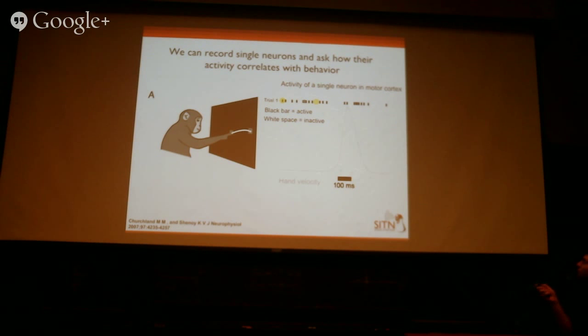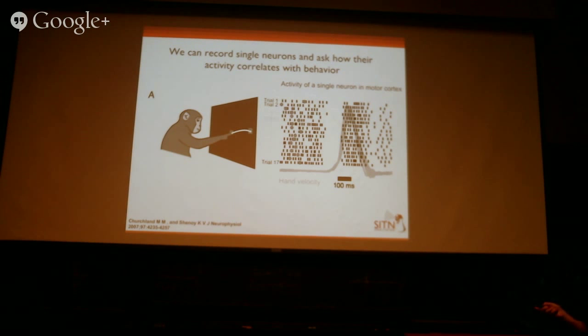And if you look at one trial, I don't really know. You can't really see any pattern. But if you do this over and over again, in this case 17 times, and you look at the behavior, look at the activity each time, they saw something like this. And now you can see a pattern, right? This neuron is definitely doing something that's correlated with the behavior.